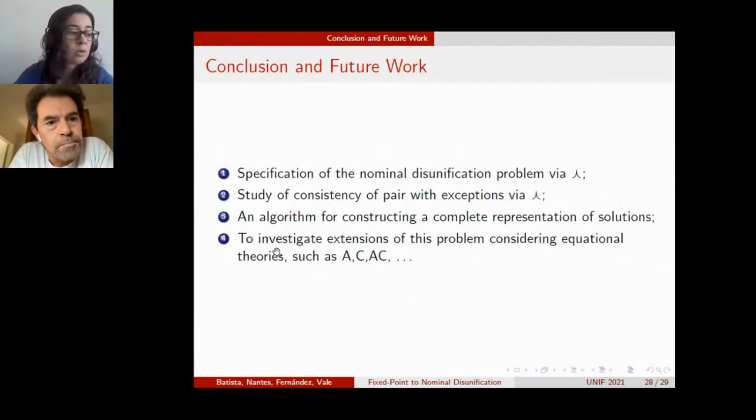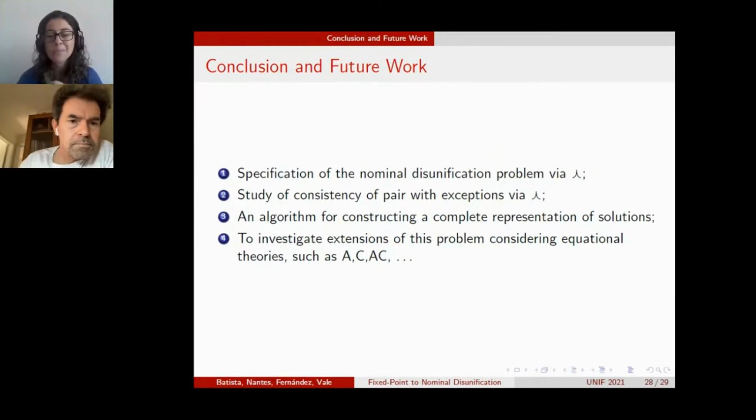I presented an algorithm for constructing a complete representation of solutions. And it will be interesting to investigate extensions of the disunification problem, modulo equational theories that involve some kind of permutation of arguments. Okay, so this is ongoing work, and hopefully you'll be able to complete this in the next steps.